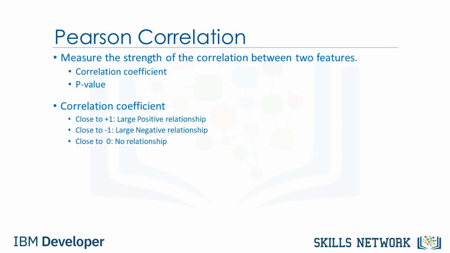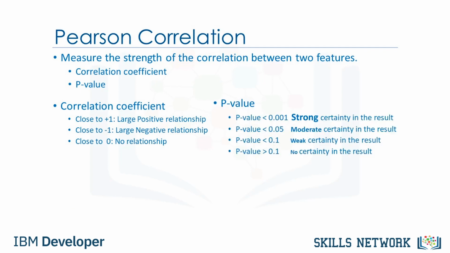For the correlation coefficient, a value close to 1 implies a large positive correlation, while a value close to -1 implies a large negative correlation, and a value close to 0 implies no correlation between the variables. Next, the p-value will tell us how certain we are about the correlation that we calculated.